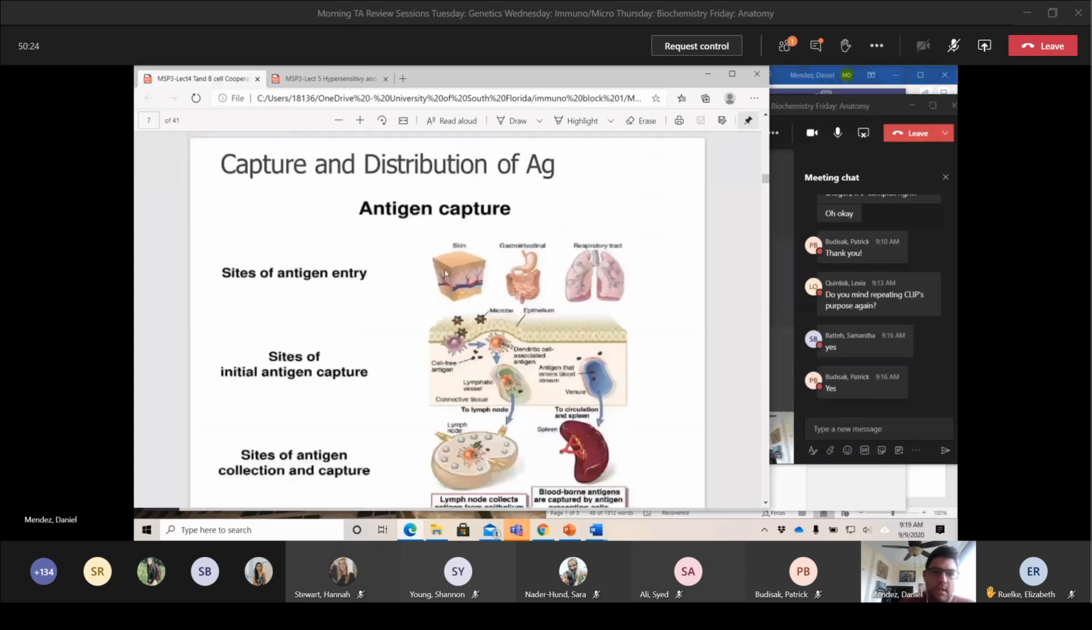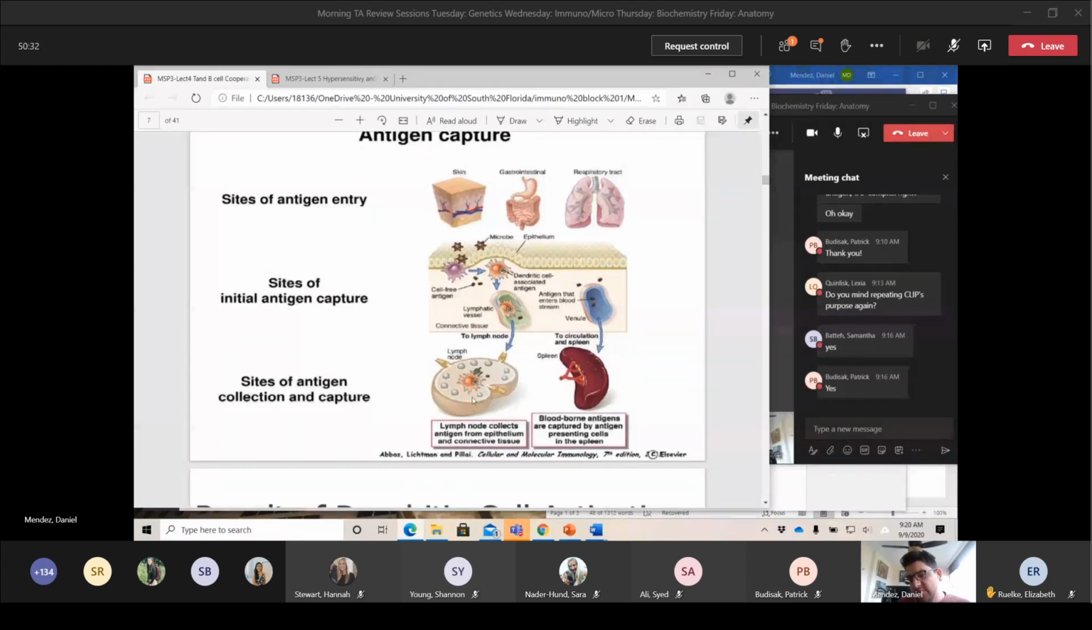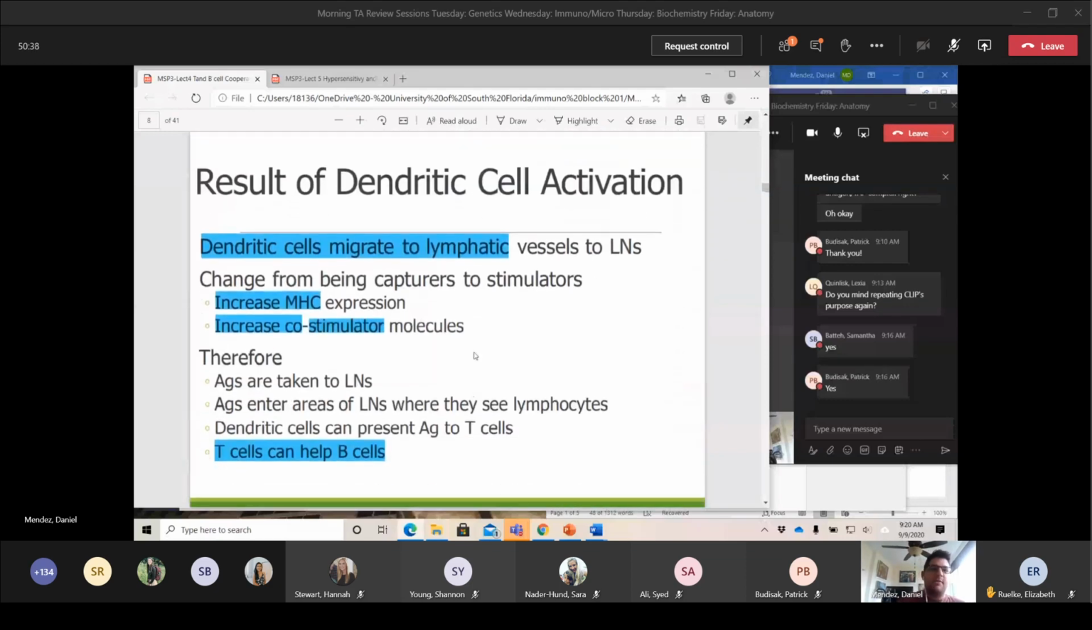So the capture and distribution of the antigen, we've seen this already: it comes in contact, we have that exposure, it breaks it down, then takes it to the lymph node and presents it in the lymph node. Same thing, dendritic cells migrate to lymphatic vessels, so they're the ones that actually traverse through the vasculature and the lymph vasculature to get to the lymph nodes. They have an increase in MHC expression and an increase in co-stimulators. Remember, co-stimulators being CD28, or we're talking about CTLA-4. We're going to get into those a little bit more. She kind of mentioned those. We're going to get into a little more about which ones do what.